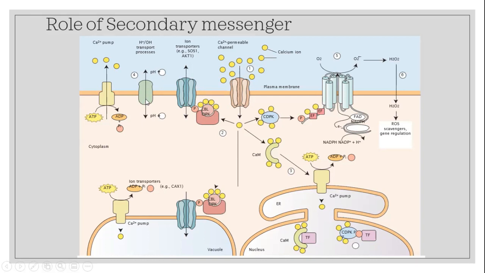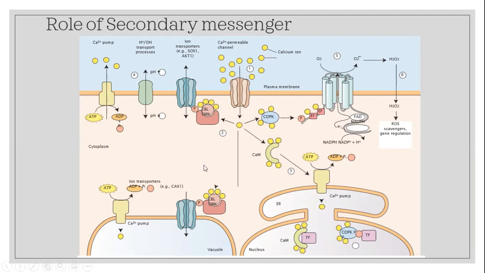They can also activate pH pumps, or OH or H ion pumps, which will alter the pH of the cell, or these calcium ions can bind to certain molecules such as calmodulin. This is a molecule called calmodulin. This calmodulin is a protein molecule which can bind to calcium. Once it binds to calcium, it can go inside the nucleus and bind to transcription factors. And these transcription factors can ultimately bring about a change in the gene expression.